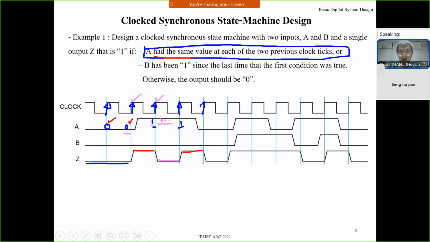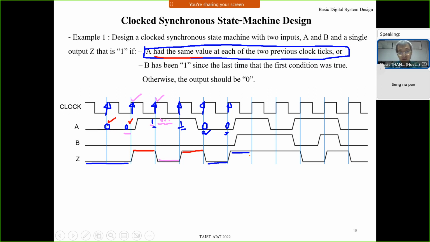For the next clock tick, A now is 0, but the previous one is 1, so it's different. So output Z then becomes 0. At this clock tick, input A is 0, previous one is 0 also. So same, right? So after this clock tick, output Z becomes 1. Okay, this is the first condition.